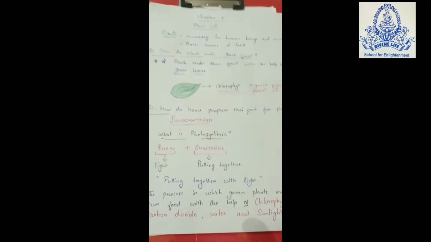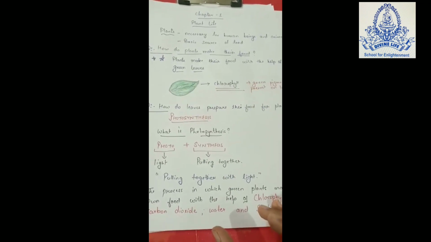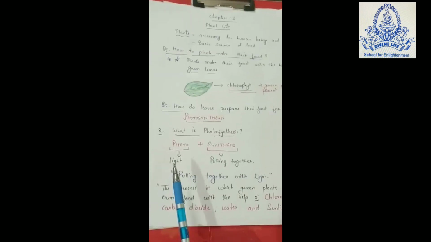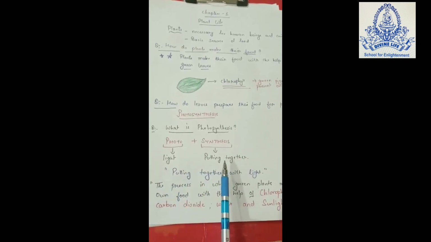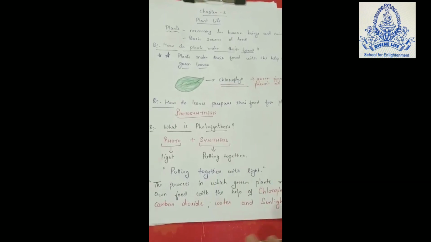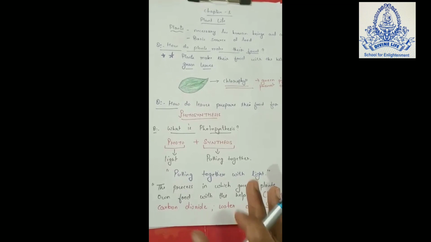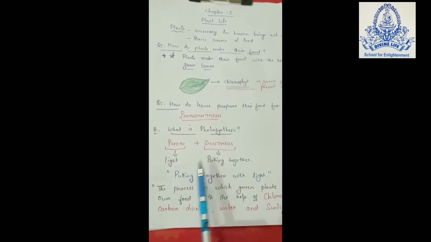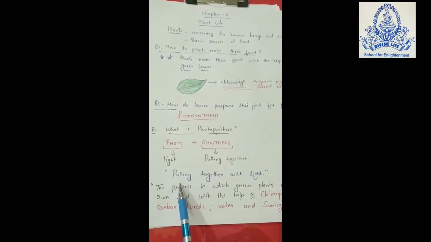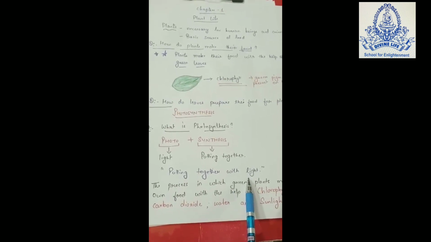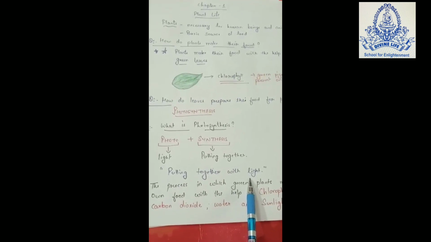What is photosynthesis? Photosynthesis is combined from two words, that is photo and synthesis. Photo means light and synthesis means putting together. That means to put some things together to make a whole one out of them. That is known as synthesis. So photosynthesis together means putting together with light. That is known as photosynthesis.